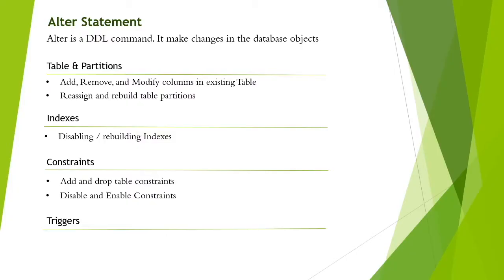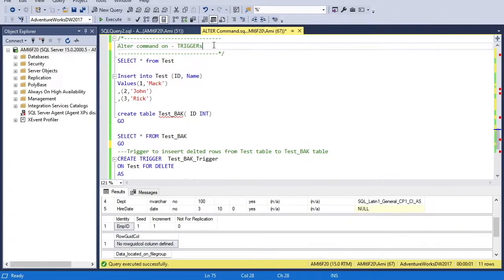Alter command can also be used to enable and disable the triggers. We know trigger is an event driven program, and on a table level we have 3 events: insert, update, delete. So if any of these actions is performed, we can create a trigger to handle these events. Let's see in the example. So in this example we see how we can manage triggers using alter statement.